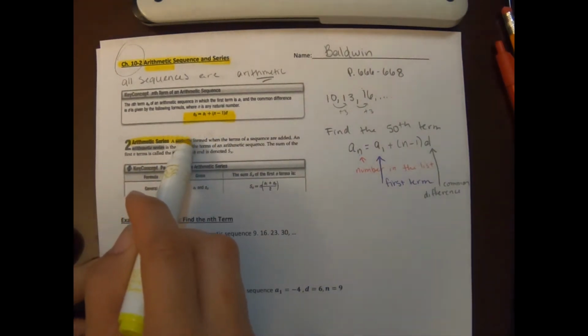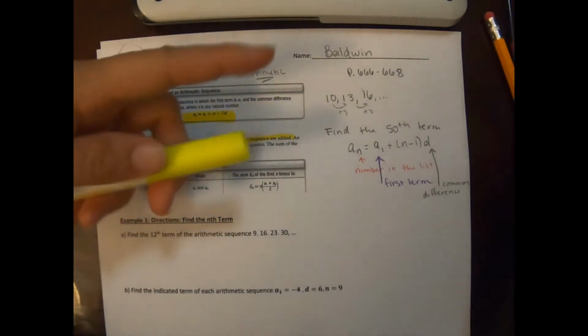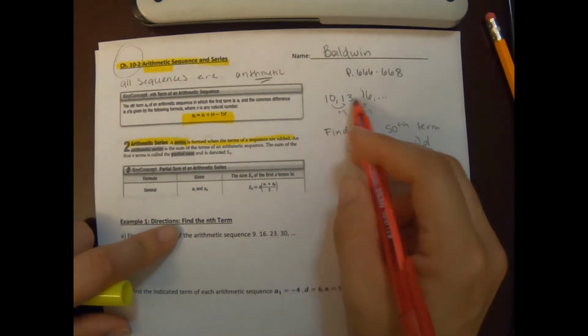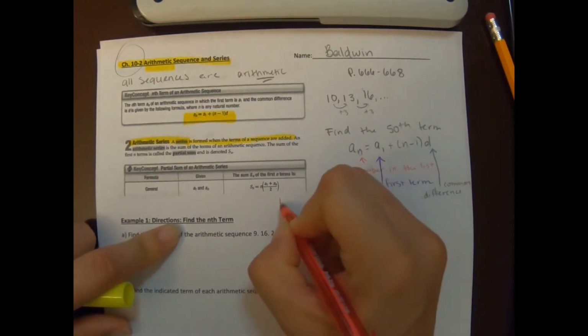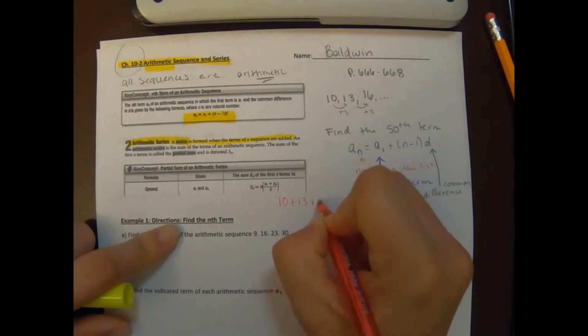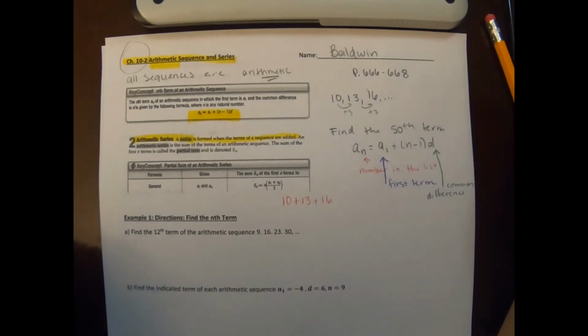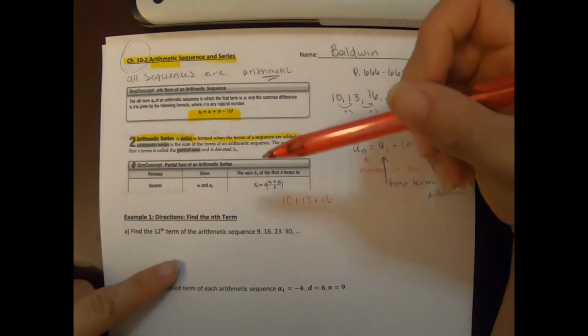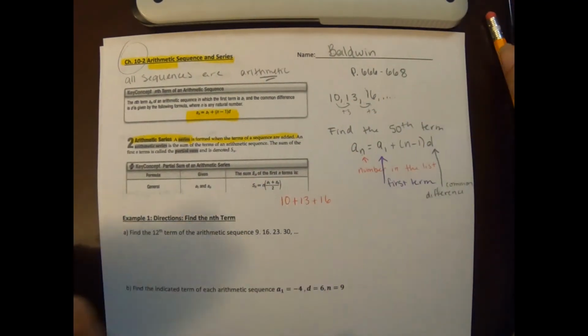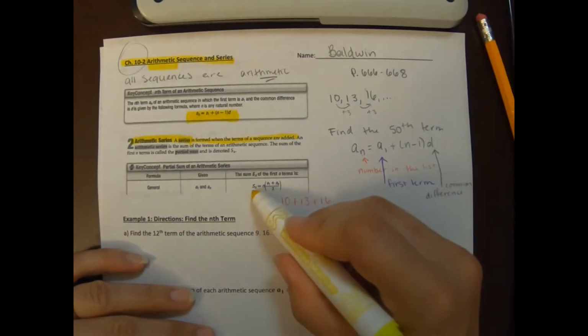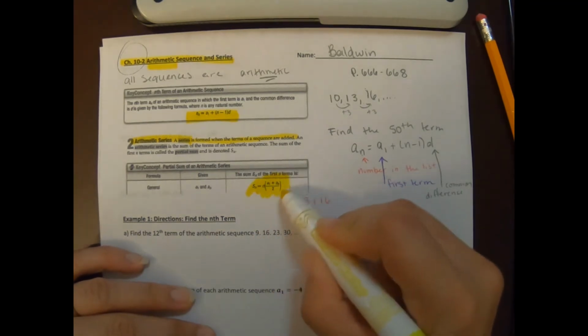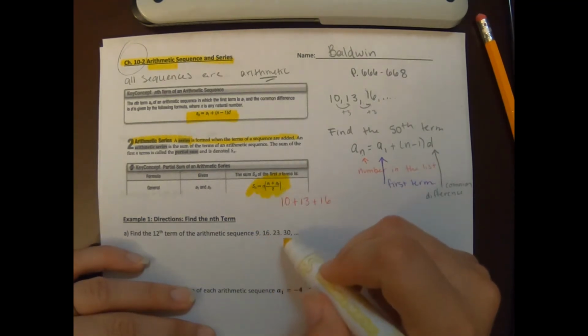A series is when you add all the terms in a sequence together. You can read it right here. Formed when the terms of a sequence are added. So in the example I wrote up here, a series would be if instead of commas, we were to put in plus signs and we were to add the numbers together, the sum of a series. There's a formula to do this. If you're asked to find the sum of the first 50 terms in a sequence, you would use this formula to do that.